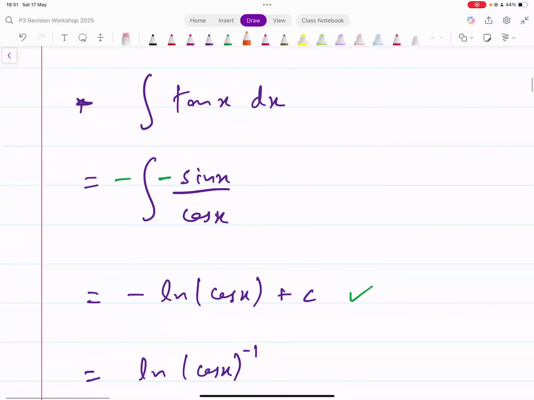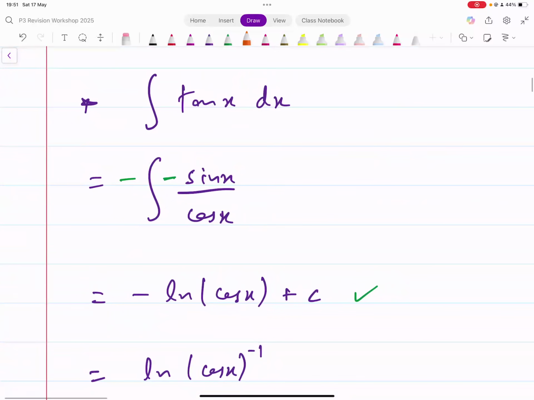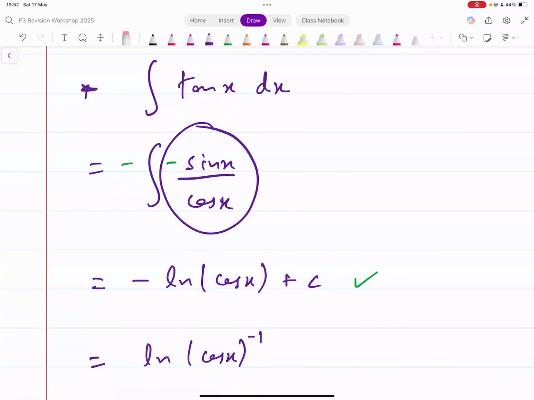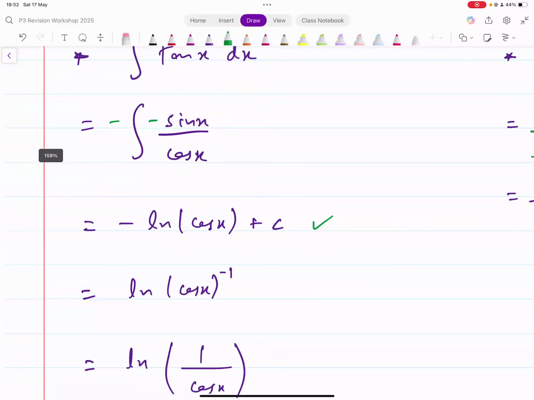And now, what's the derivative of cos? Derivative of cos is minus sine. Right now, we've got sine over cos. We want minus sine in the numerator. So we can put a minus here, and to balance that, put a minus outside. And now the inner part follows that rule, numerator is the derivative of denominator.